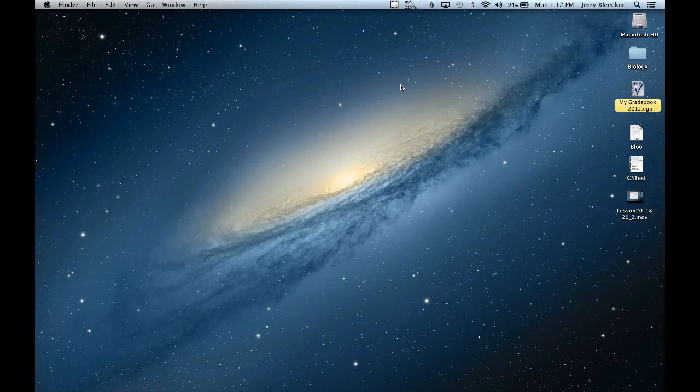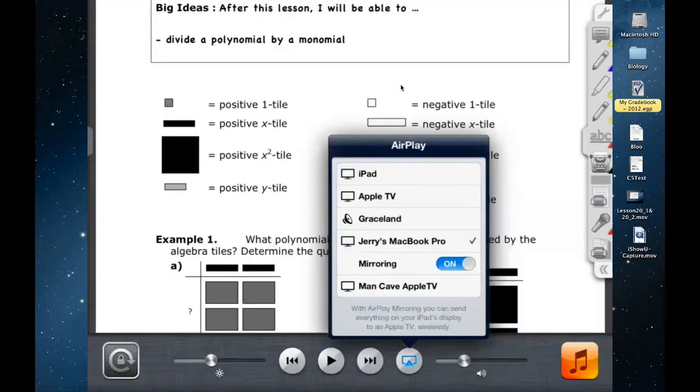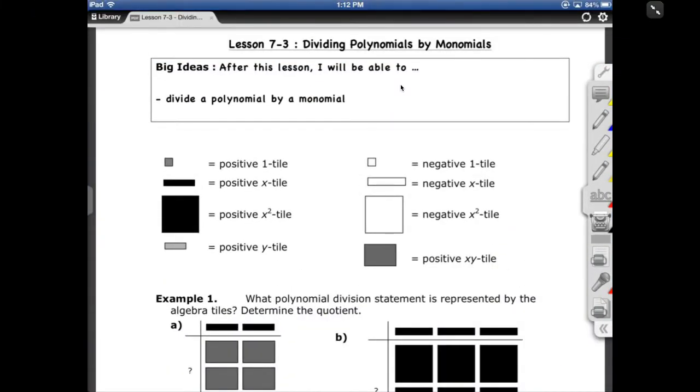Okay, Math 9. We'll finish off our last lesson in Chapter 7, and we should be moving out of polynomials. Bad news is, that means we're heading into algebra. That's okay. If you have polynomials figured out, you're going to do quite well. All right, so here we go.